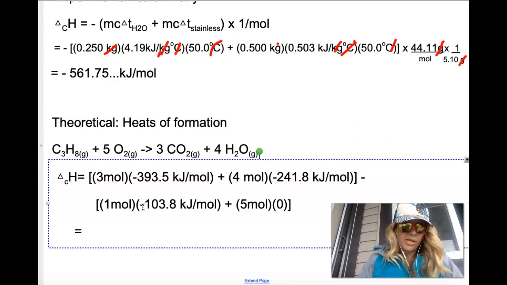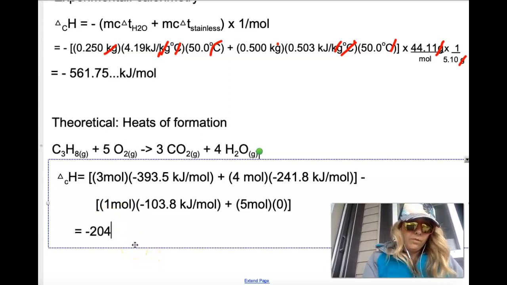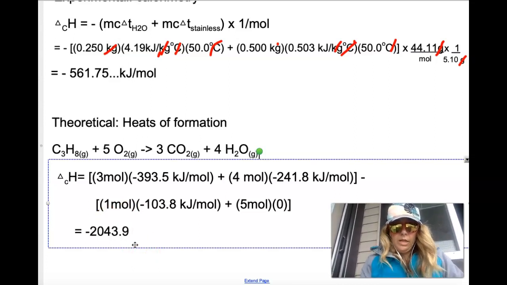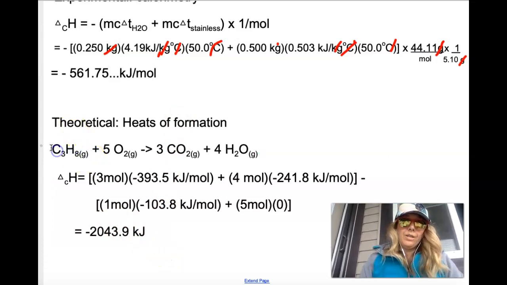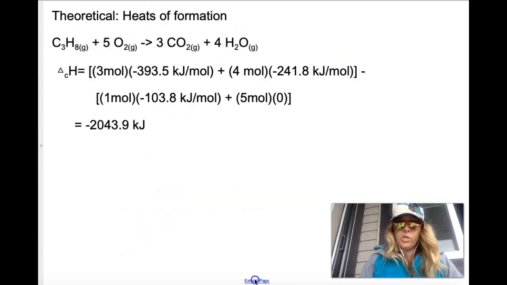Okay, so from here, we can calculate what that's going to be. So 3 times negative 393.5 plus 4 times negative 241.8, then minus 1 times that negative 103.8, and 5 times 0. So we come up with negative 2043.9 kilojoules. Okay, and that is going to be per mole, even though we're not writing per mole, because when we look at our equation, there is 1 mole of propane here, right? If this was balanced with a 2, I would have to make sure that I divided this by 2 before I went and plugged into my percent efficiency.